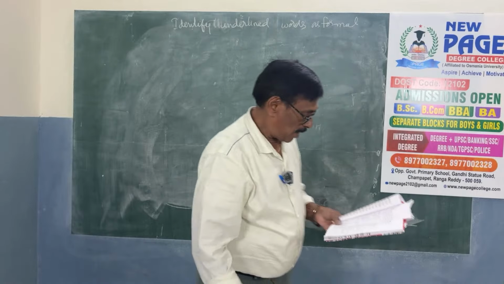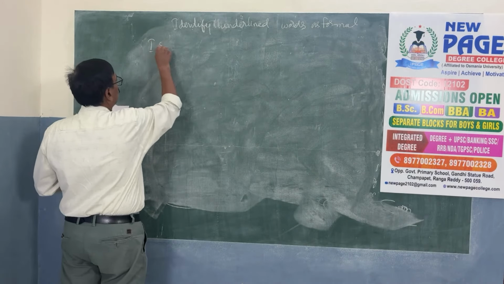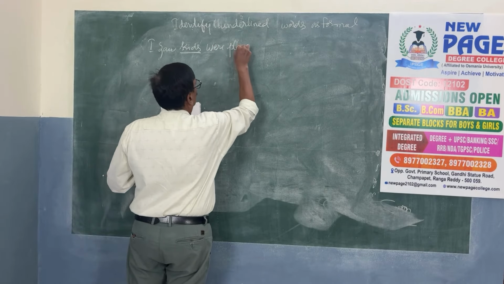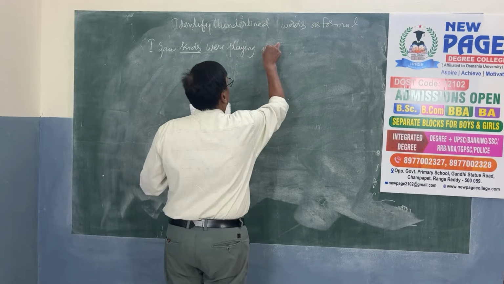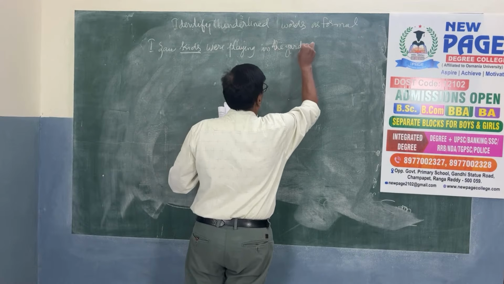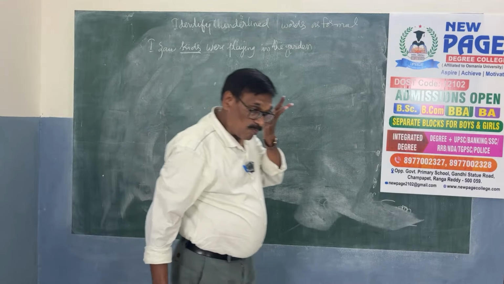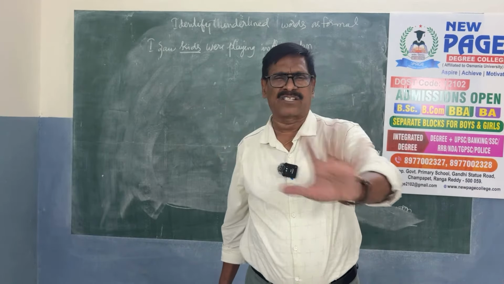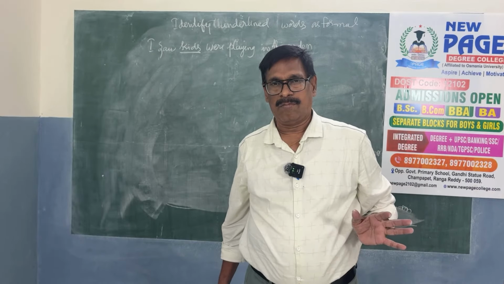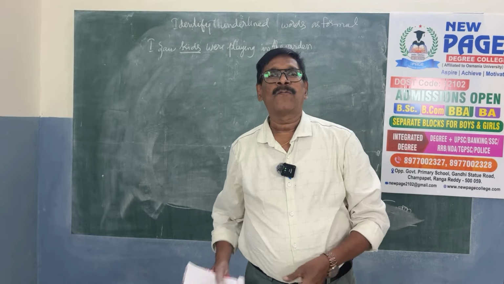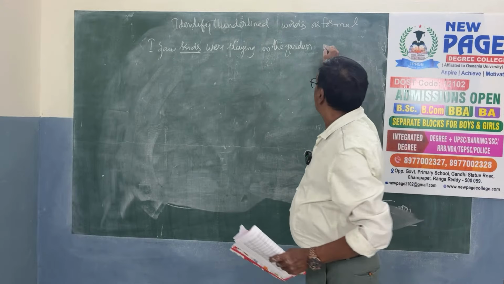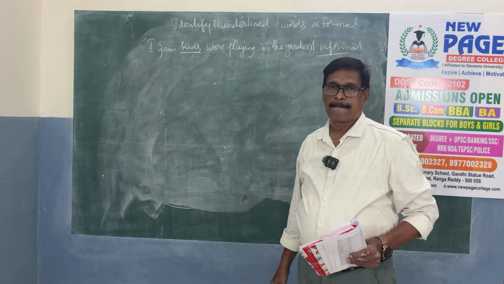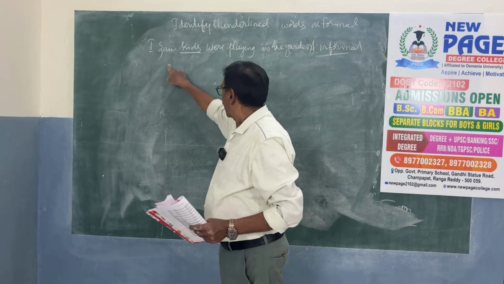Okay, now afterwards I will give more. Next: I saw kids were playing in the garden. So, kids is underlined now. Only you have to say whether it is formal or informal, that's all. They never ask you to write the formal now. Kids is underlined, that means it's wrong. So, is it formal or informal? It's informal. Answer is informal. In the examination also, just put the letter and write informal.